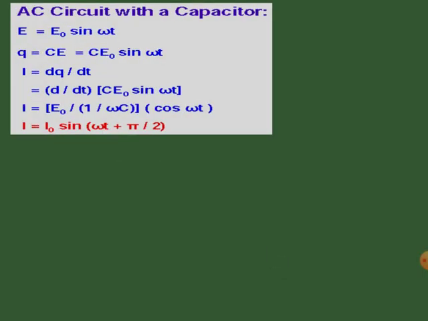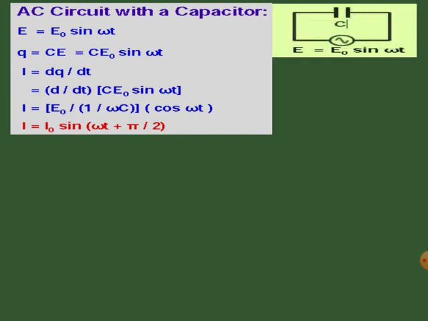Now let's see the AC circuit with a capacitor. The capacitor is connected to the AC source as shown in the diagram. Generally, as I told you, we take the instantaneous EMF of the AC source as E naught sine omega t. So your E naught sine omega t is here.